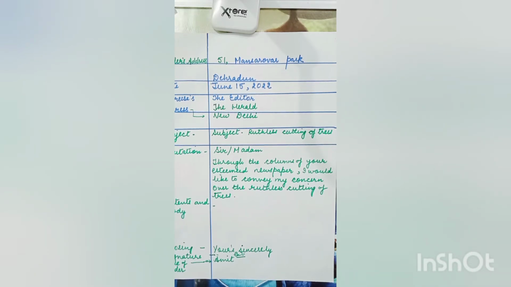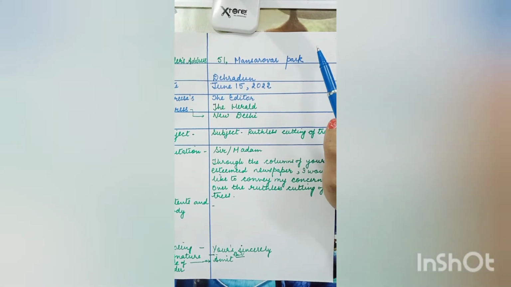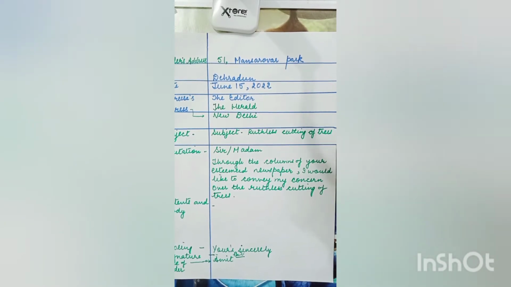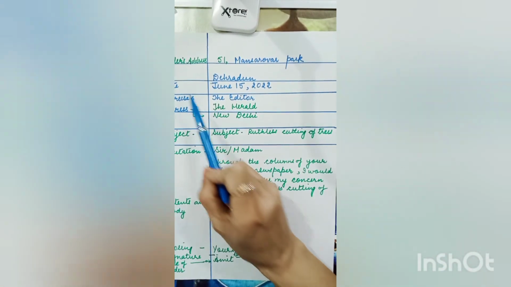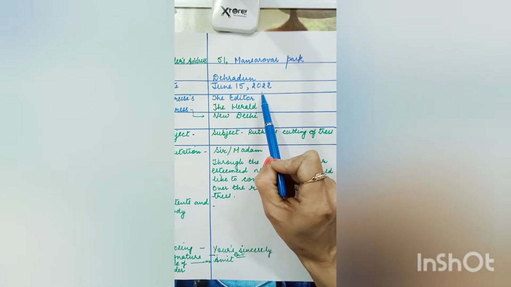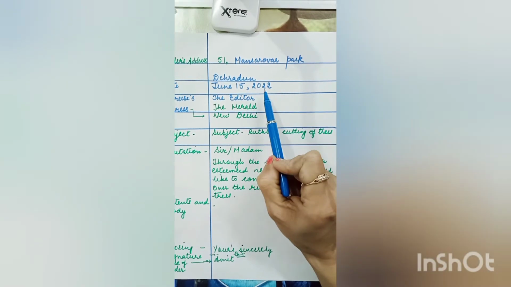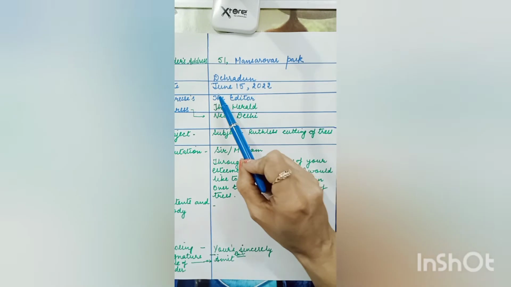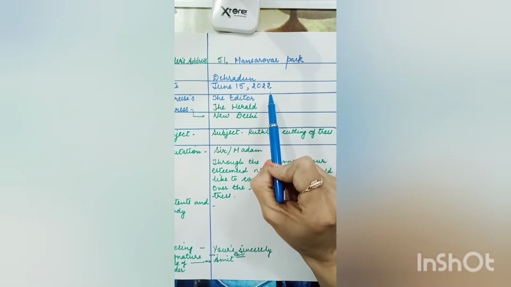Now first is the sender's address. Remember, the sender's address should be written clearly, and you have to use commas. If the address is long, it doesn't matter, you have to write it clearly. Now the date. This is the British way of writing the date. There is also an American way, but this method is preferred.